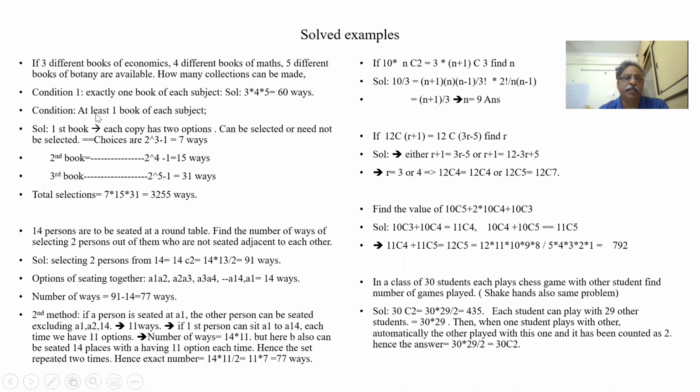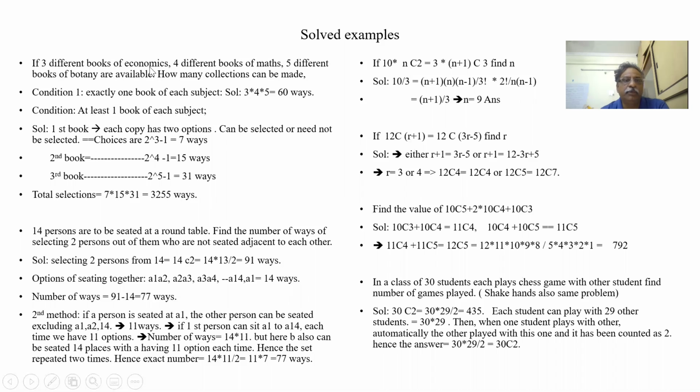Suppose it is asked, at least one book of each subject. Second condition is at least one book of each subject. That means I can select one economics book and the others are 0, I can select 2 economics books and the others are 0, I can select 3 economics books and the others are 0. I can select 1 maths, others can be like that. So it goes on like that. So how to proceed for each at least one subject?